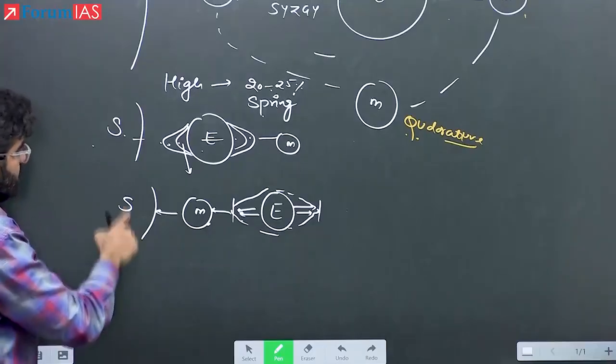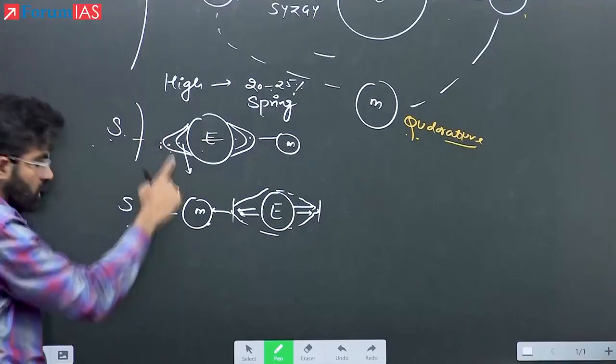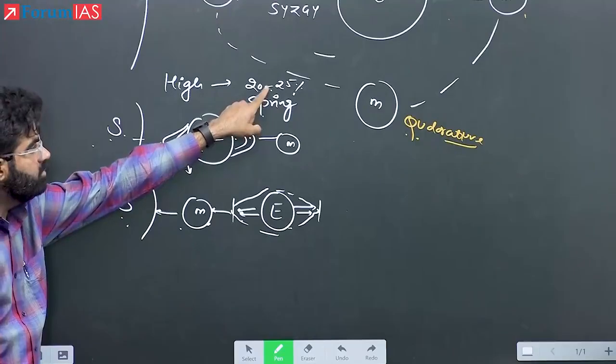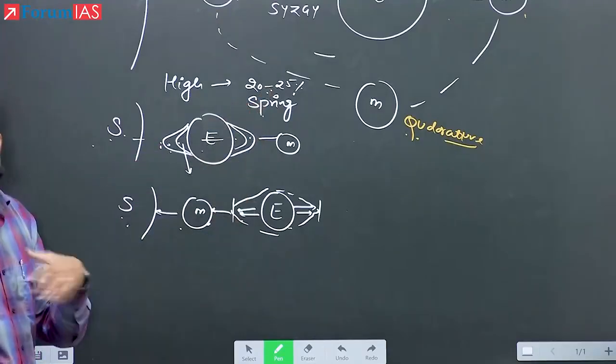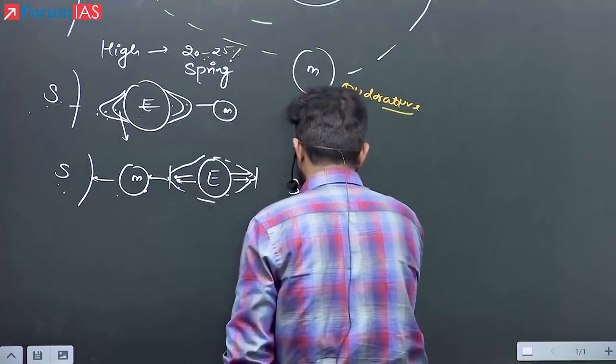Yes. So even if it is the Syzygy opposition or conjunction, this is opposition, or it is conjunction, the high tides will increase in their height by 20 to 25%, and this is known as spring tide. The question was asked by the UPSC. So this is also your spring tide.